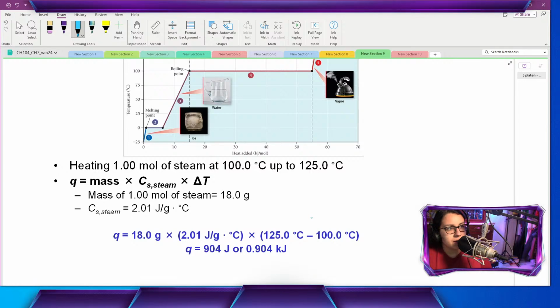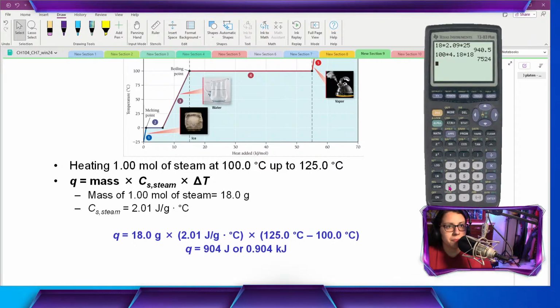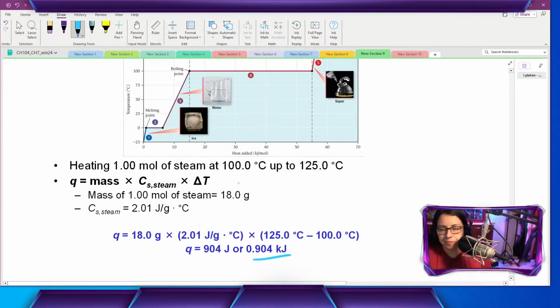Our heat capacity is still in joules per gram degree Celsius. So let's convert moles to grams like we did here. Now we have 18 grams times our heat capacity. So 18 times 2.01 times our 25, since we went 100 to 125. And so that gives us 904.5 joules or 0.904 kilojoules.